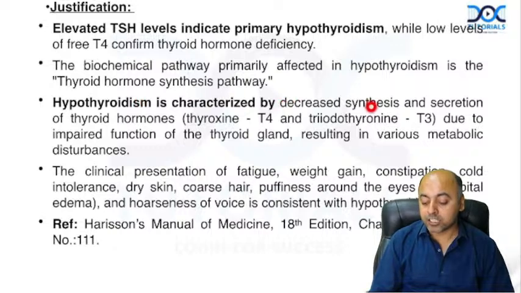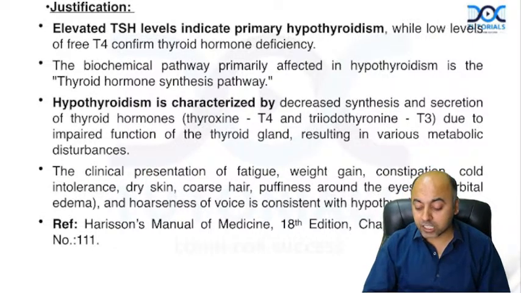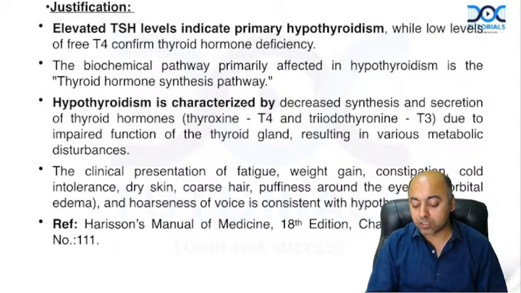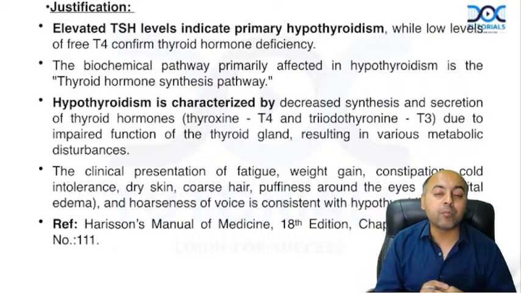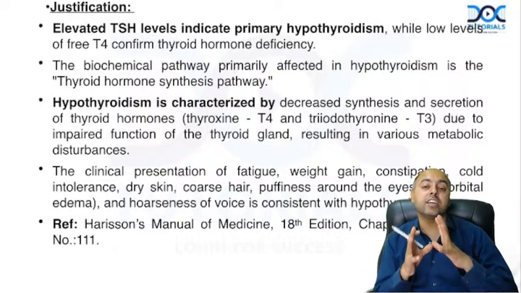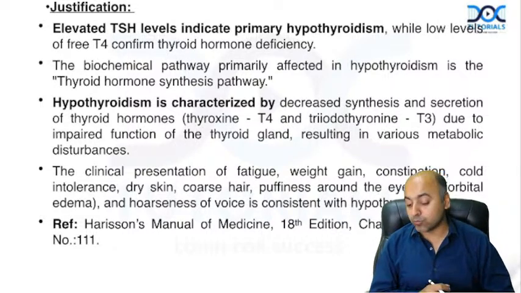Hypothyroidism is characterized by decreased synthesis and secretion of the thyroid hormones T4 and T3. Now, the clinical presentation which you have to remember to identify the clinical case includes fatigue, weight gain, constipation, cold intolerance, dry skin, coarse hair, puffiness around the eyes written as periorbital edema, and hoarseness of voice. These are very, very characteristic features for hypothyroidism. When you see these in the clinical case, immediately your mind should go towards the diagnosis of hypothyroidism.